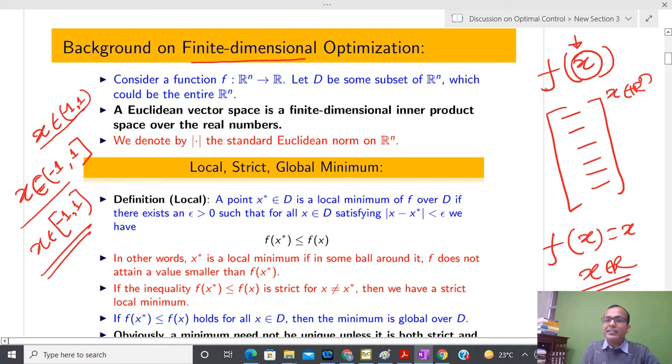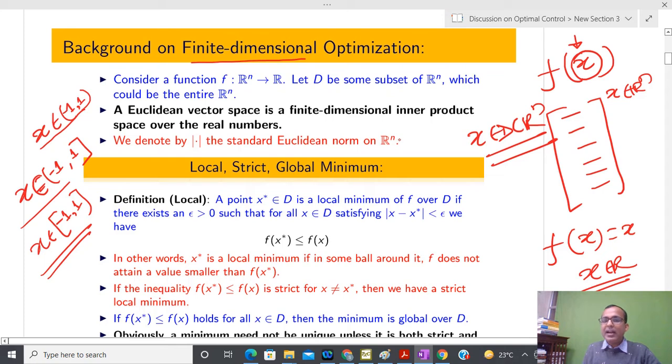Okay, and due to that reason, whenever we are solving this class of problem, we are assuming that x belongs to D and D is a subset of Rn. Most of the time, whenever I have a practical situation, these kinds of things are true. Another thing that I am going to consider is a very special space, that is called Euclidean vector space.